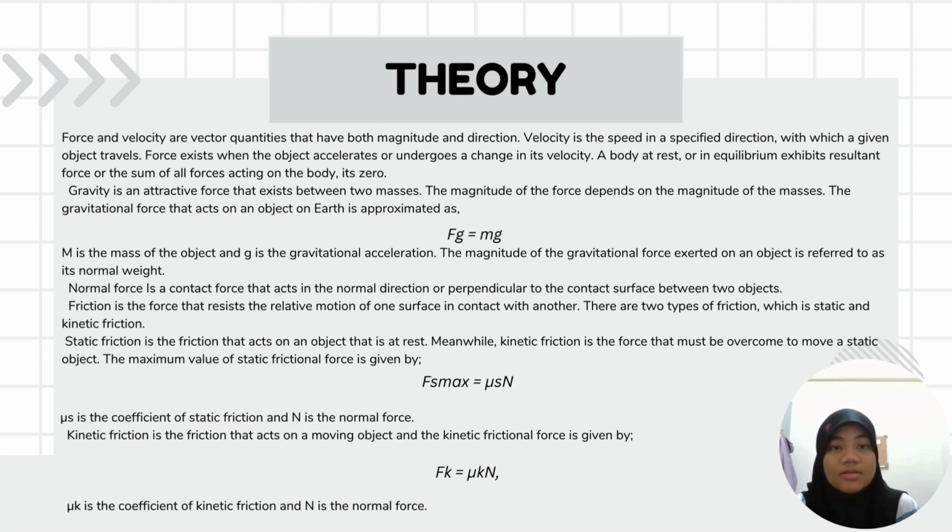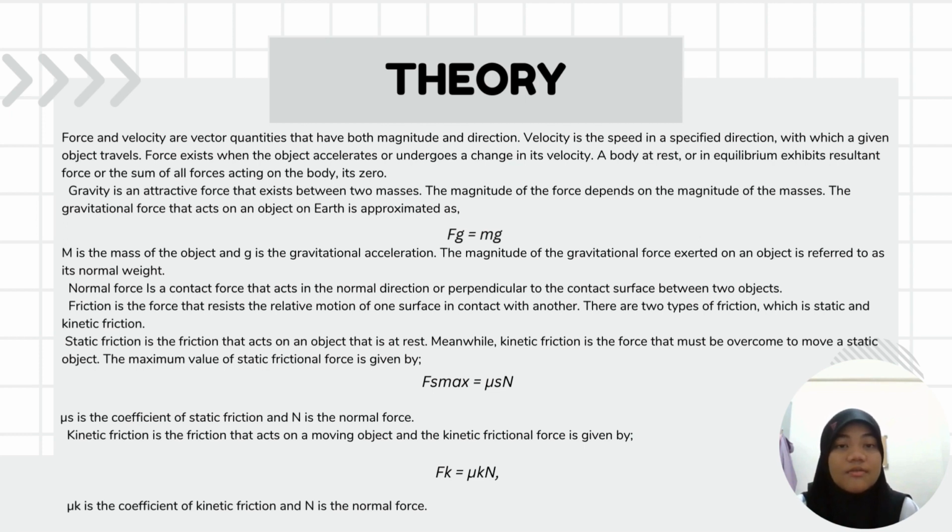A body at rest or in equilibrium exhibits resultant force, or the sum of all forces acting on the body, is zero. Gravity is an attractive force that exists between two masses. The magnitude of force depends on the magnitude of the masses. The gravitational force that acts on an object on Earth is approximated as force equal to mass times gravitational acceleration, F = mg. m is the mass of the object, and g is the gravitational acceleration.